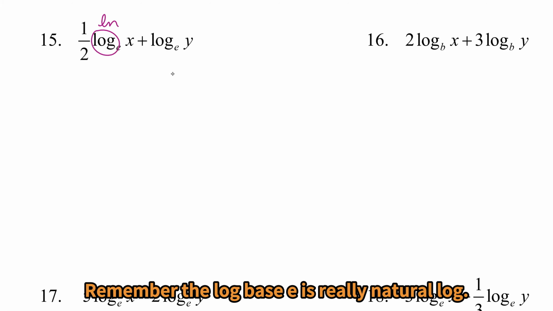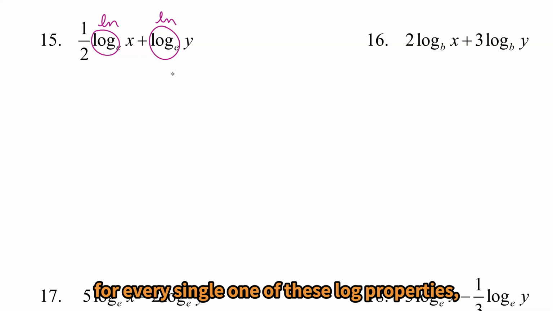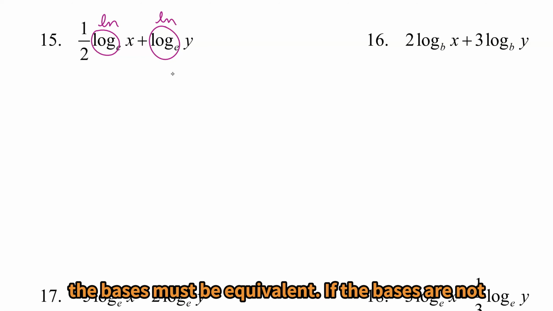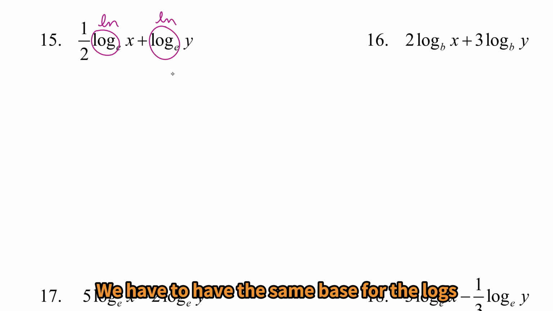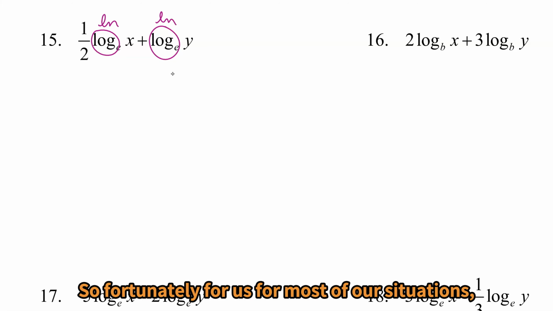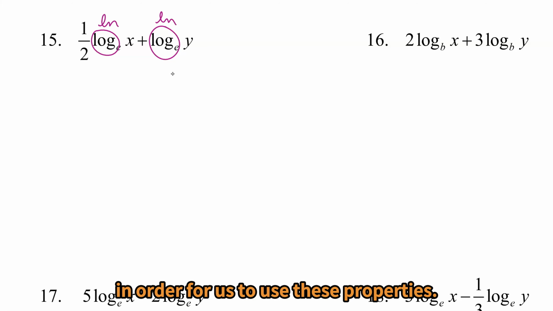Remember that log base e is really natural log. And one thing also to point out, for every single one of these log properties, the bases must be equivalent. If the bases are not the same in these logs, we cannot use these properties. We have to have the same base for the logs in order to use these properties. So fortunately for us, for most of our situations, we will have this, but just know that in general, the bases have to be the same in order for us to use these properties.